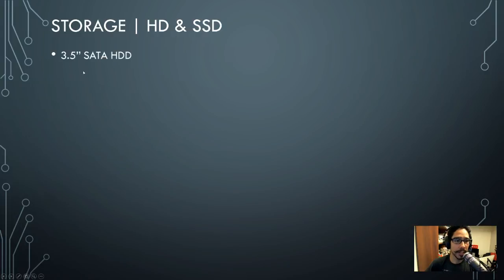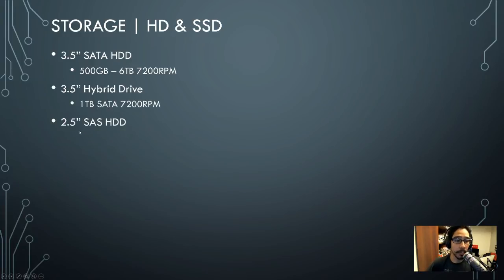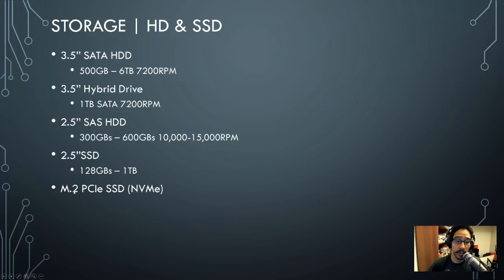For storage, 3.5 SATA hard drives, you could go from 500 gigs up to 6 terabytes at 7200 RPM. For 3.5 hybrid drives, you could go up to a terabyte. For 2.5 SAS drives, you could go up to 600, and the highest RPM that you could get is 15K, which is 15,000. For 2.5 solid state drives, you could only go up to a terabyte. And it also supports M.2.